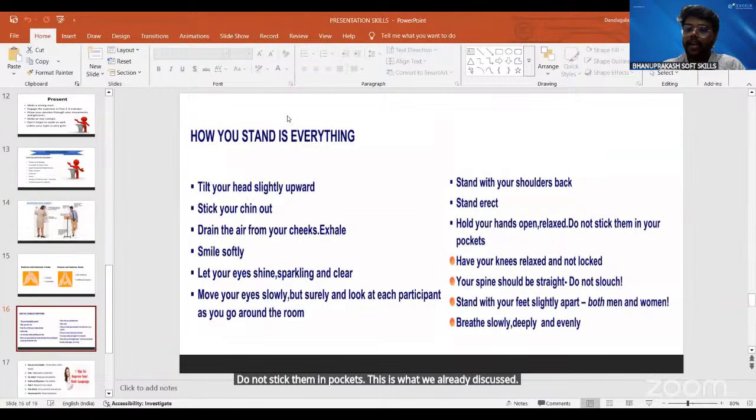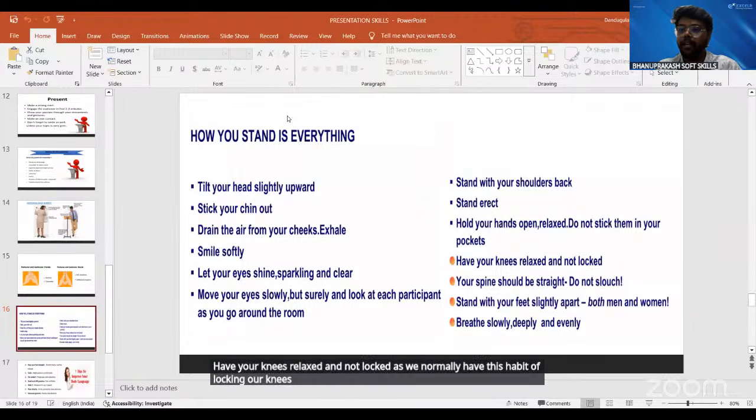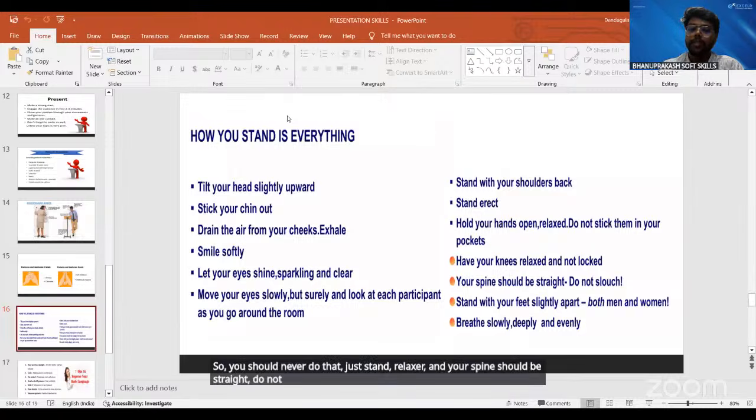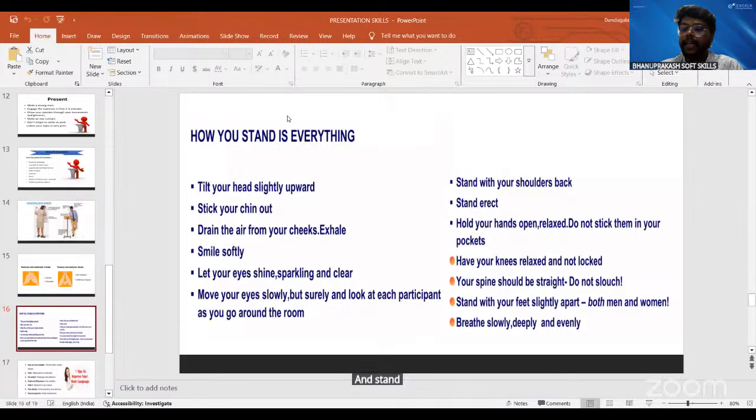Have your knees relaxed and not locked, as we normally have this habit of locking our knees when we stand, like taking a support. So you should never do that. Just stand relaxed and your spine should be straight. Do not slouch and stand with your feet slightly apart, both men or women, and breathe slowly, deeply, and evenly.